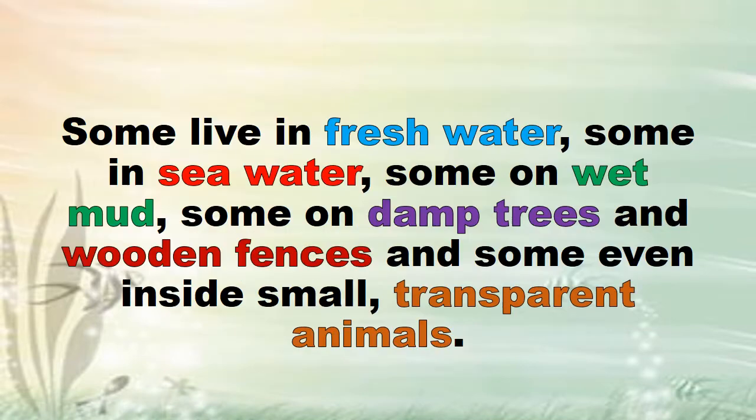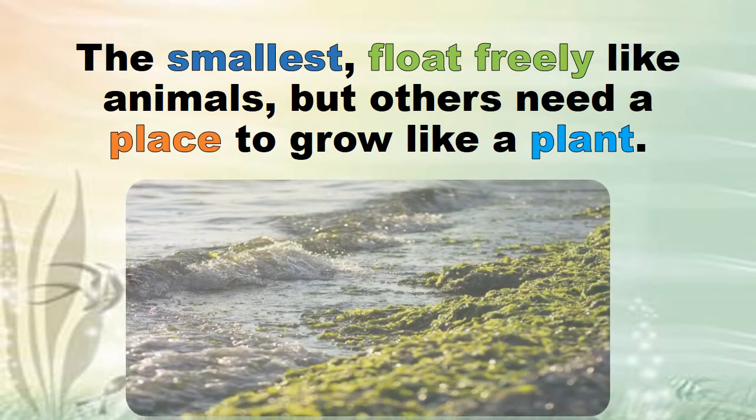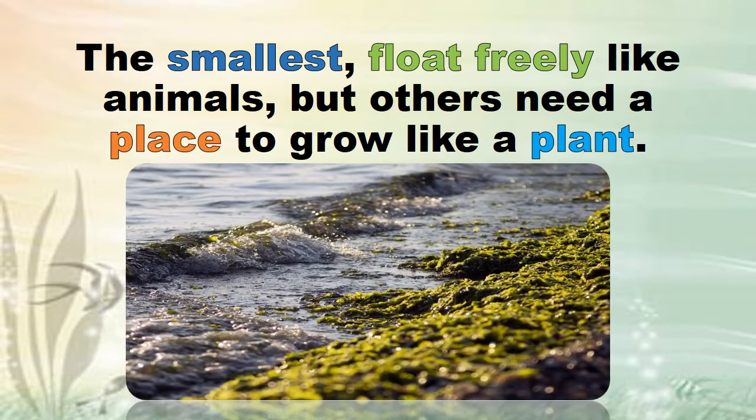Number 9, some live in freshwater, some in seawater, some on wet mud, some on damp trees and wooden fences, and some even inside small, transparent animals. Number 10, the smallest algae float freely like animals, but others need a place to grow like a plant.